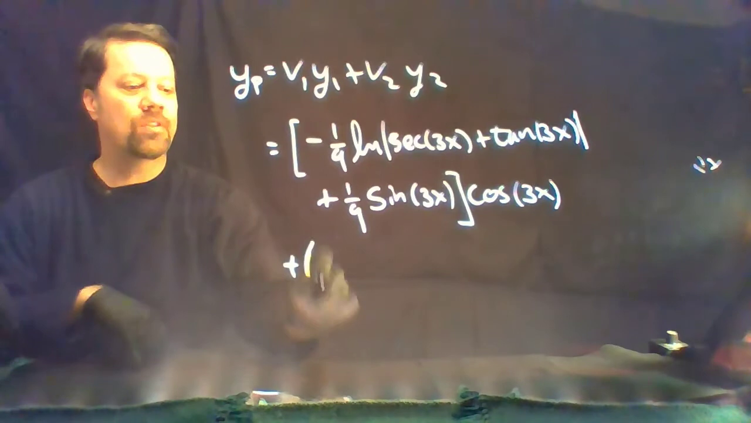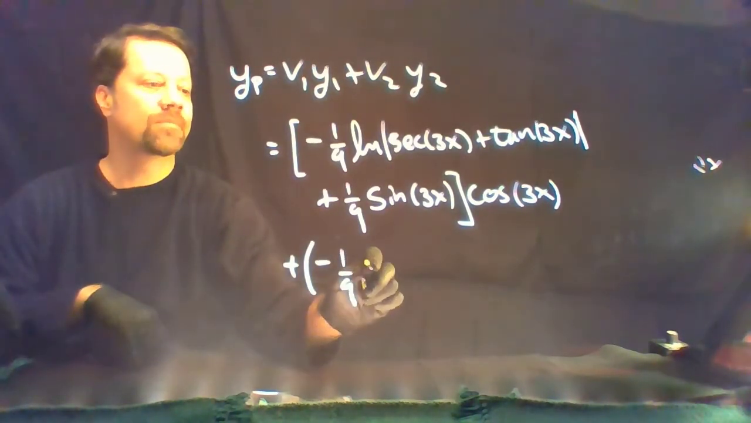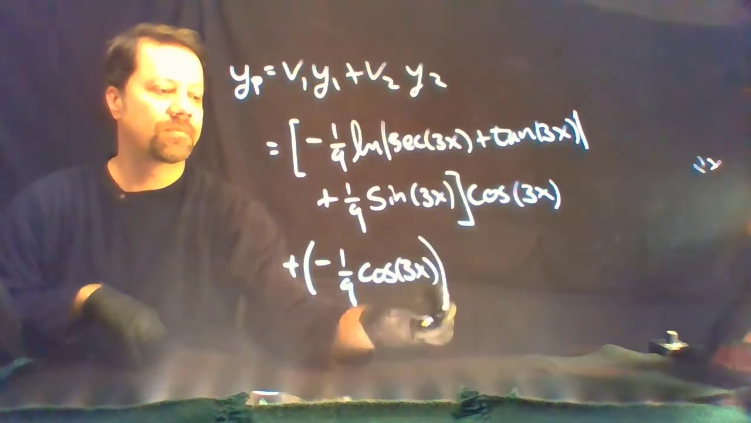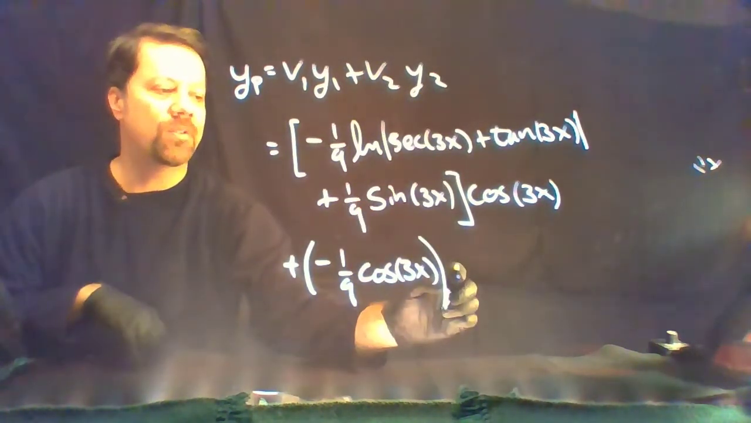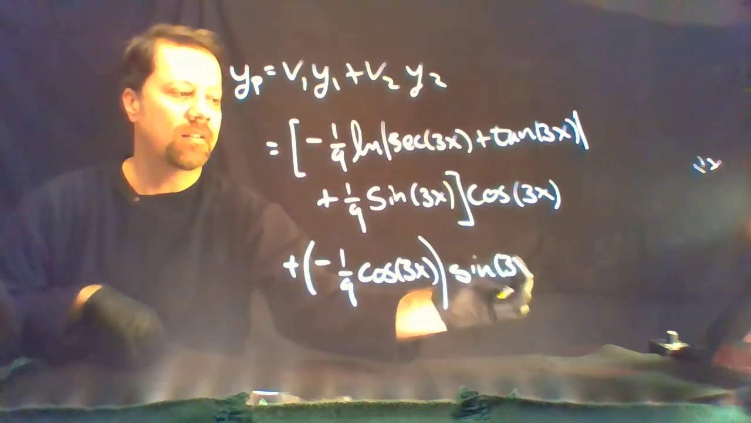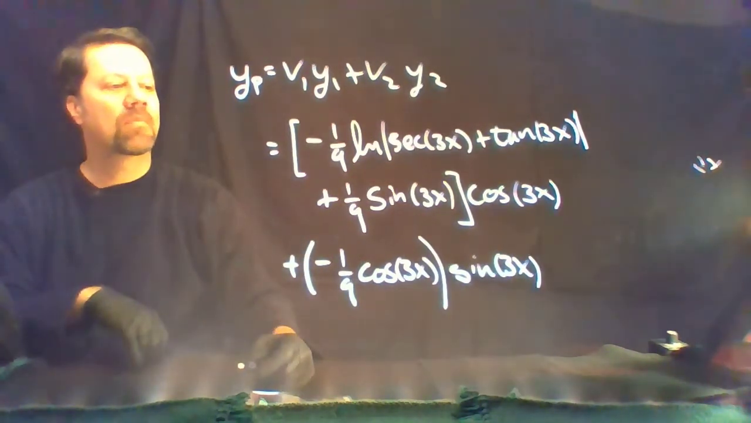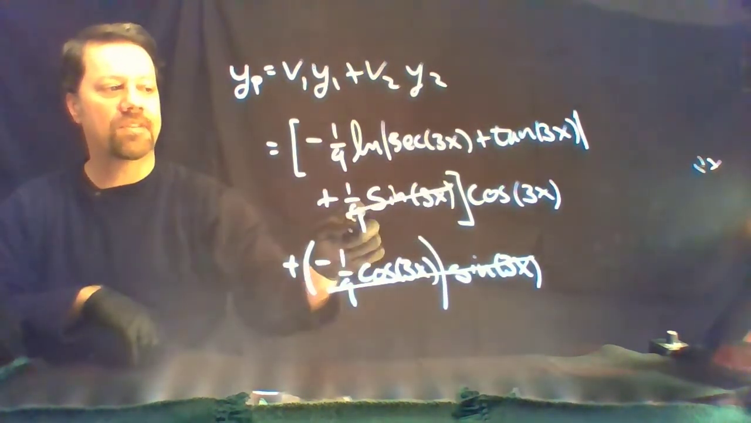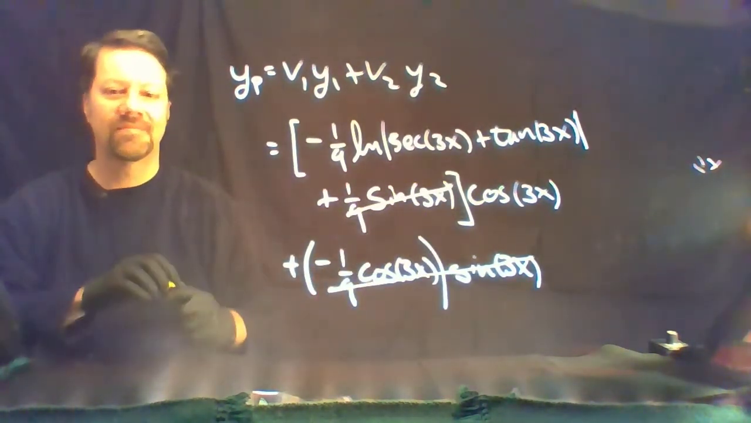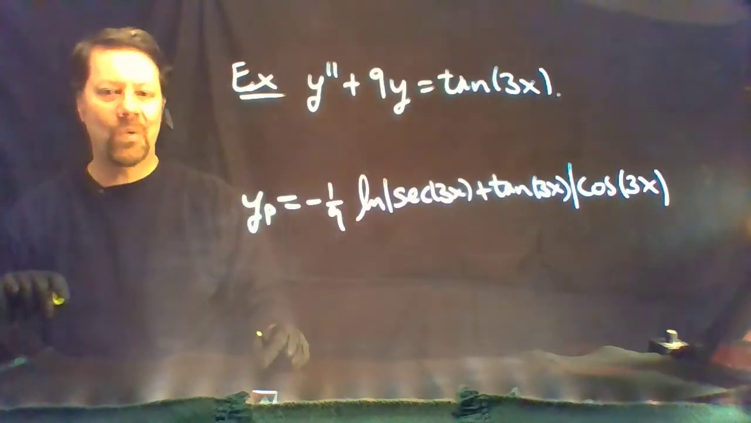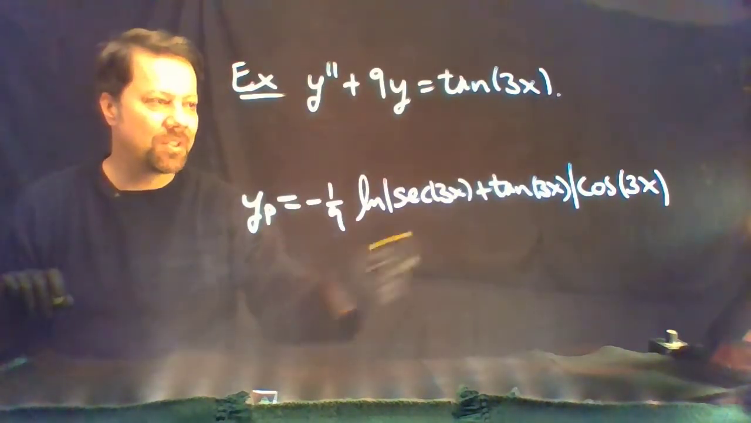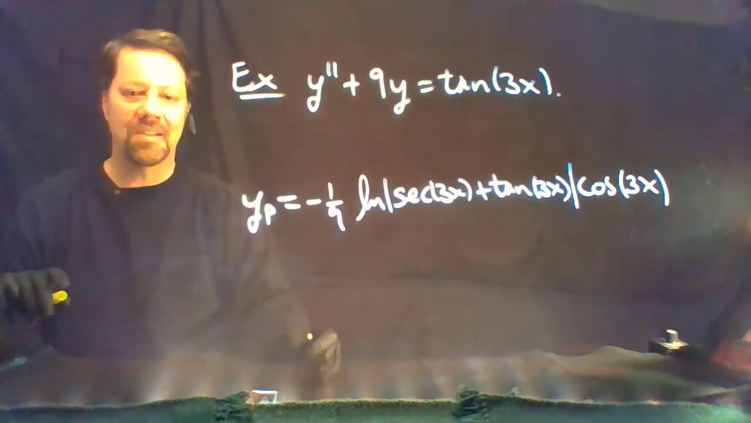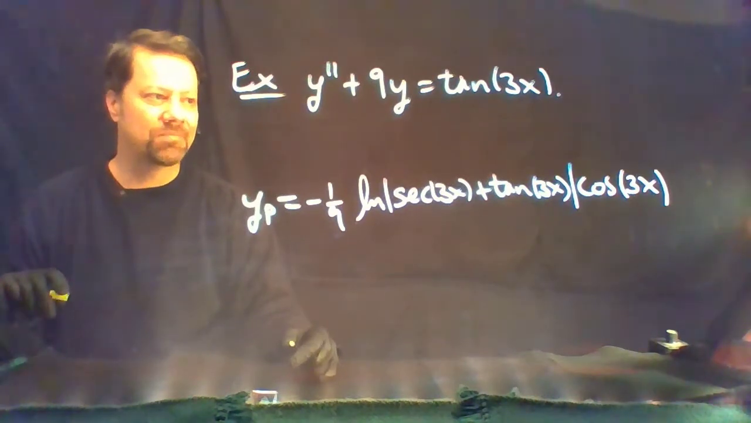For v2, we had minus 1/9 cosine of 3x, and that gets multiplied by y2, which is the sine of 3x. You can see that this term will exactly cancel this term after we distribute. We end up with a particular solution like this, and hence the general solution just adds the corresponding homogeneous solution.